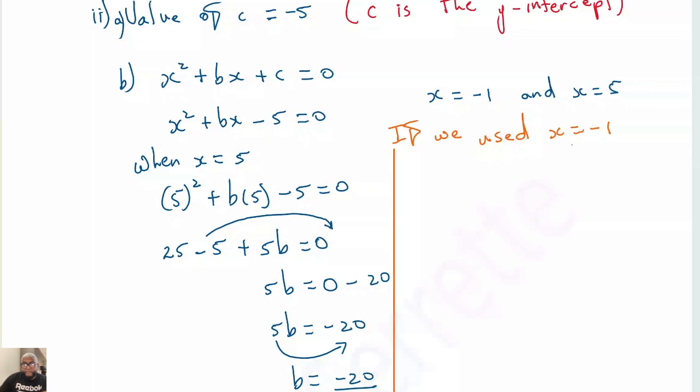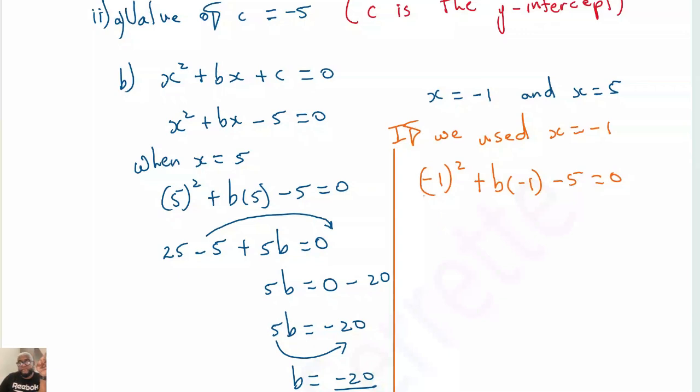Right. If we use x is equal to negative 1, right? Watch it. We're using the same equation, right? So you'll have negative 1 squared plus b by negative 1 minus 5 is equal to 0. So watch how it will work out to the same thing.